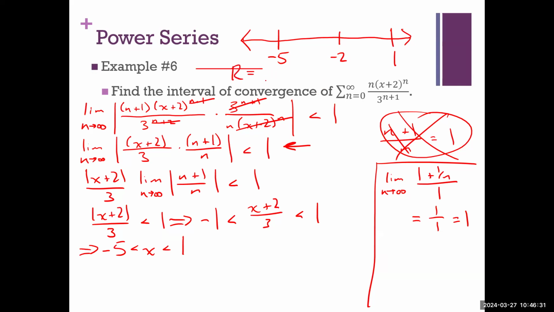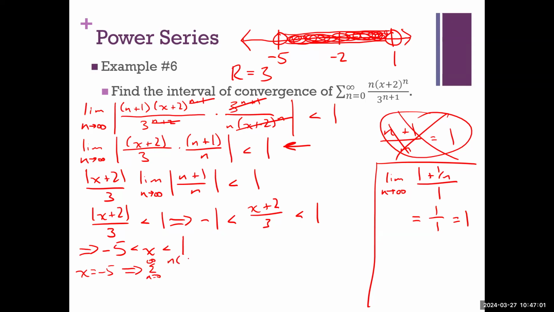So as long as you're within 3 units of whatever the center is, you're gonna get convergence. So right now, everything inside this interval, I'm gonna have convergence on. But I don't know what's happening at the boundaries. So what do I have to do to find out what's happening at -5 and 1? I have to look at those individually. So when x is -5, I get this series.